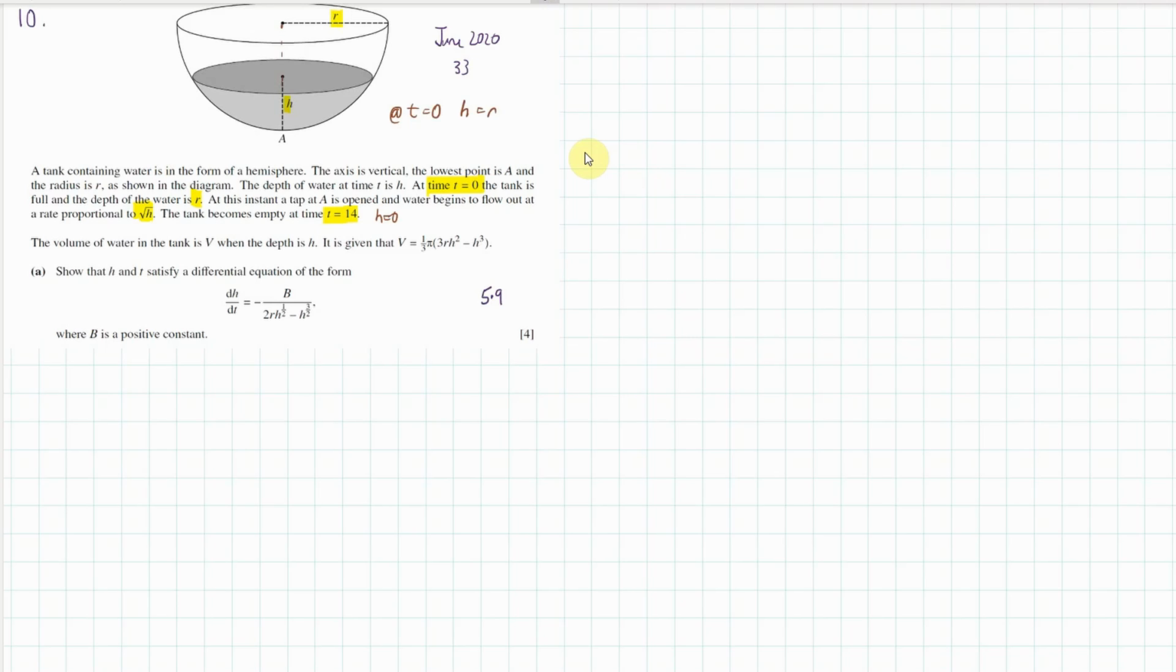Well, we know that the water is flowing out at a rate proportional to this. So what we're saying here is the volume dV/dt should be equal to, and it's proportional and it's flowing out, so it's going to be a negative constant, times the square root of h. So that's one thing we know. Now I'm going to take this equation here and get dV/dH.